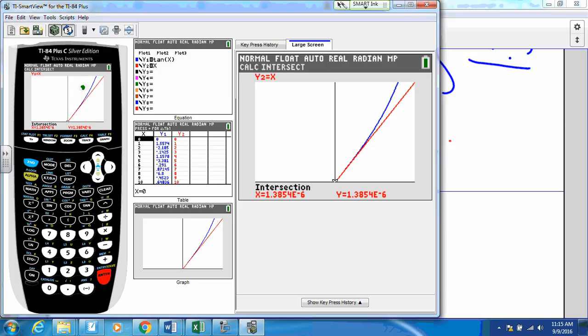Let's interpret this correctly. See how the x value is, what is this value? 1.3854 times 10 to the negative 6 power. What does that times 10 to the negative 6 mean if I write it out in full decimal? Well, it would be a really, really small number. So, can somebody give that to me in decimal form?